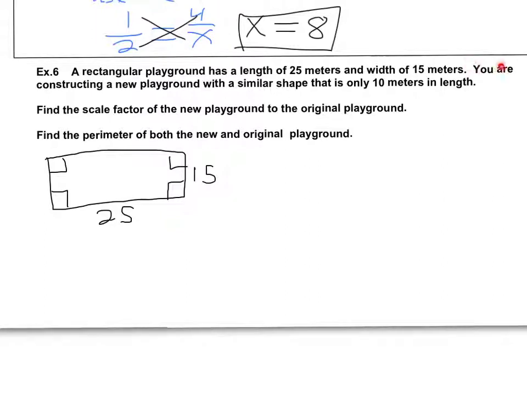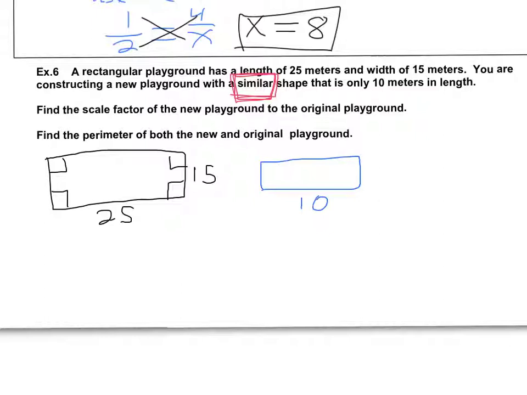Okay. You are constructing a new playground with a similar shape. And when we say similar, we mean mathematically similar. But it's only 10 meters in length. So this one's going to be smaller. Try to draw a smaller one. This one's going to be 10.